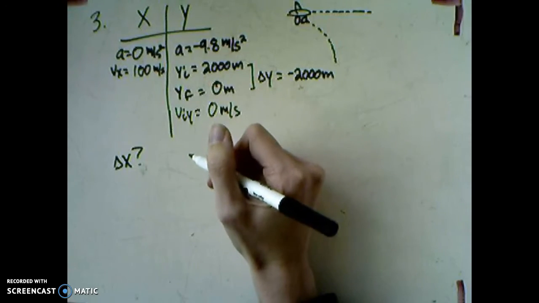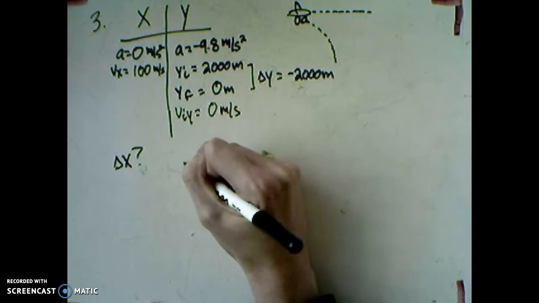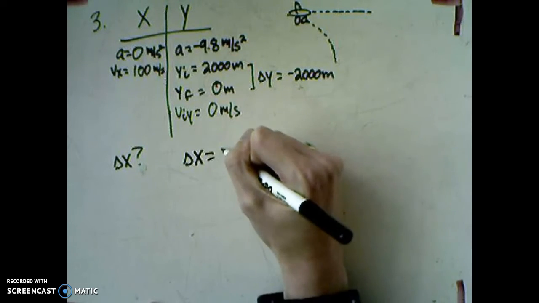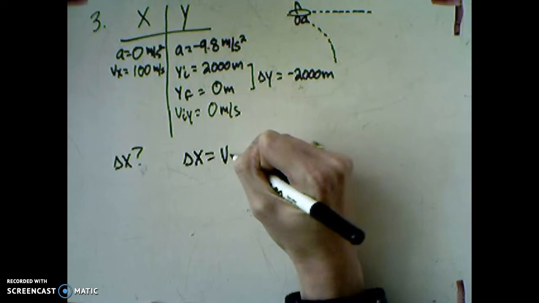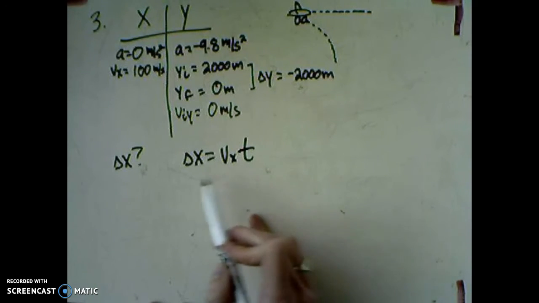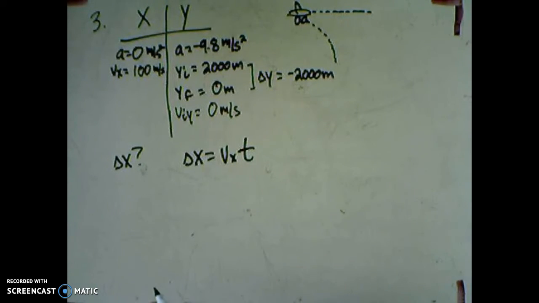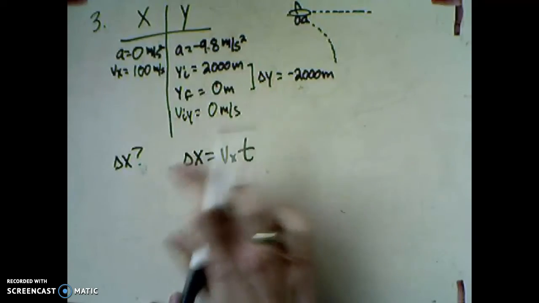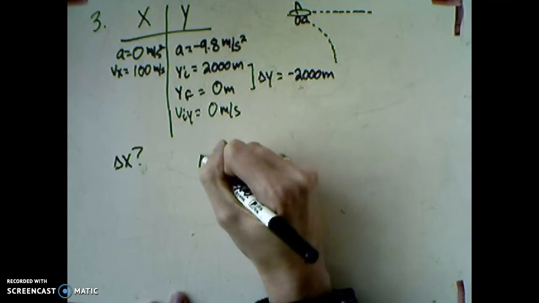I know that I need to find time because when I plug into my delta x equals Vx t equation, I don't have two things. I only have the one. So I'm going to use my y direction to help me in the x.